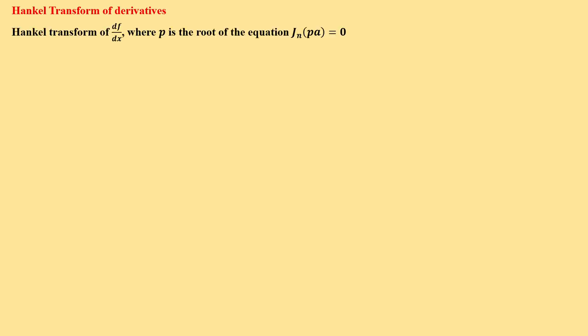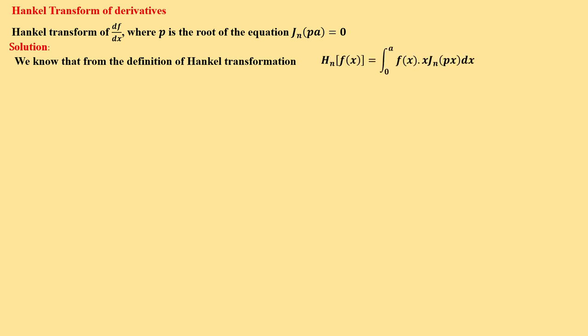Hankel transform of derivatives. Hankel transform of df by dx, where p is the root of the equation Jn of pa equal to 0. We know that from the definition of Hankel transformation, Hn of f of x is equal to integral 0 to a f of x into Jn of px dx.